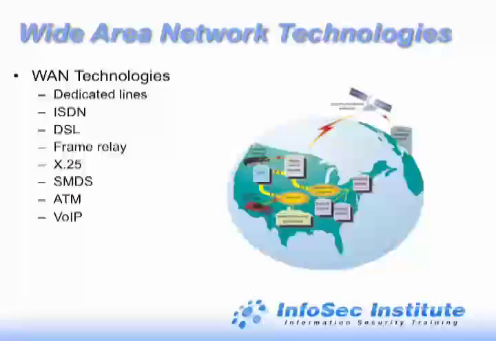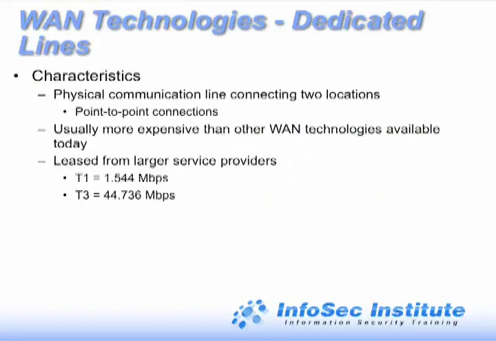Okay, WAN Technologies. Common ones are going to be your dedicated lines, ISDN, DSL. You have your frame relay, cable, X25, SMDS, ATM, and VoIP. Okay, these numbers you pretty much just have to memorize. How many people have dealt with T1s and T3s in the past?